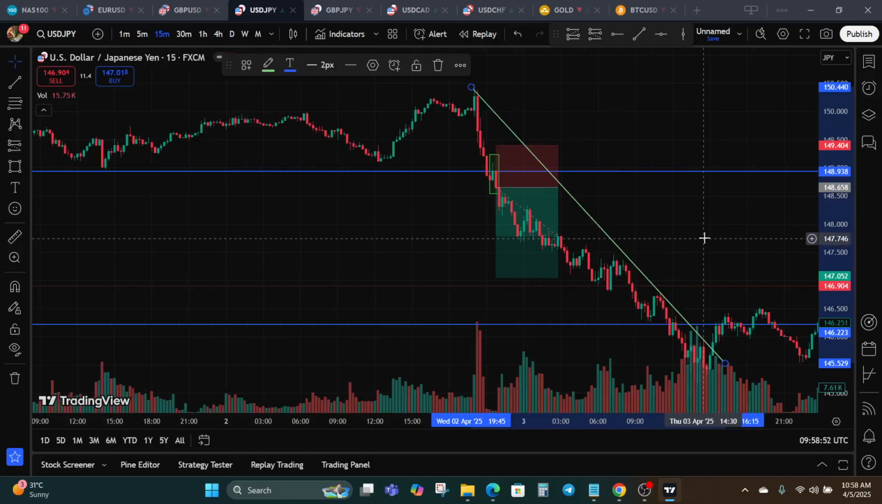All right. So this strategy works especially well during London and New York sessions where volume pushes price cleanly through key levels. Okay, avoid trading during low volume periods or when the market is ranging inside tight zones. Those are setups to skip.